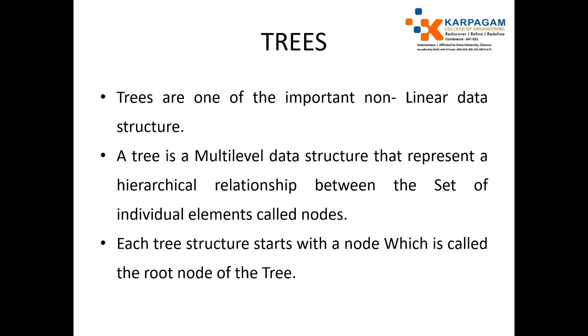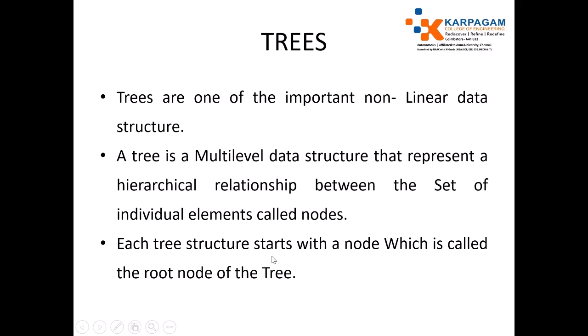Actually, tree is one of the important non-linear data structures. In a linear data structure, each and every element in the list is accessed one after another, or sequentially. But in a non-linear data structure, based on the relationship, we are accessing the elements in the list. Tree is one kind. Tree is a multi-level data structure that represents a hierarchical relationship between the set of individual elements called nodes. The basic elements of a tree are nodes and edges.